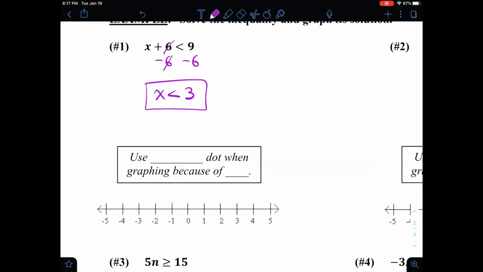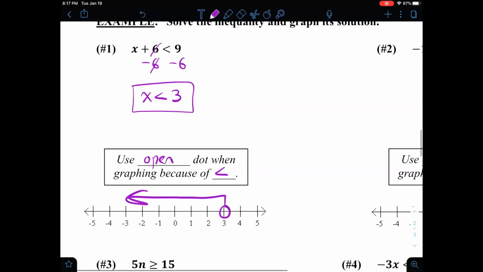So if we graph this, is it an open or a closed dot if it's less than? It's an open dot because of less than. And x is less than 3. We're going to put an open circle on 3 and shade to the left. Okay, so it's pointing to the left. Numbers less than 3 are to the left.